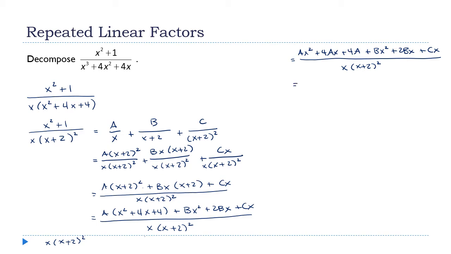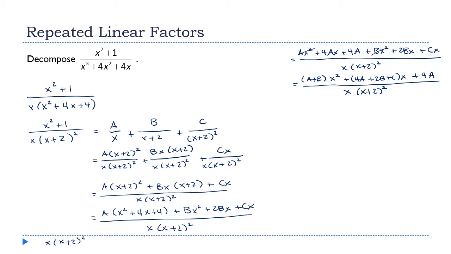All right, so let's group the x squareds. (a plus b)x squared, and that takes care of those two. Then we'll group the x's. There's several of them. So this is plus (4a plus 2b plus c)x and plus 4a. That's it. We're done. Over this thing.